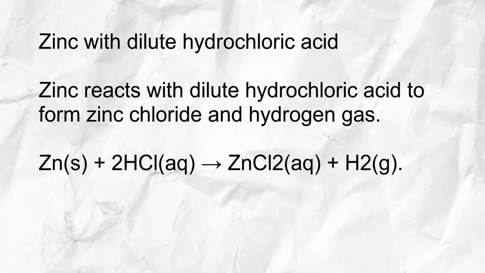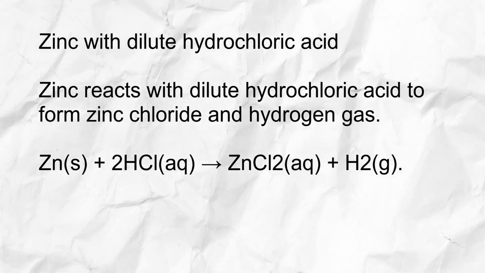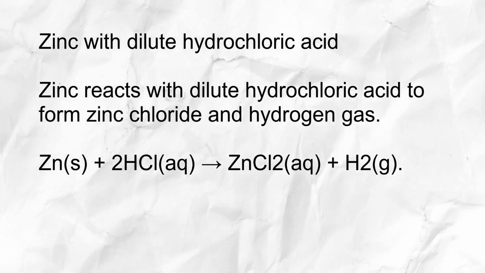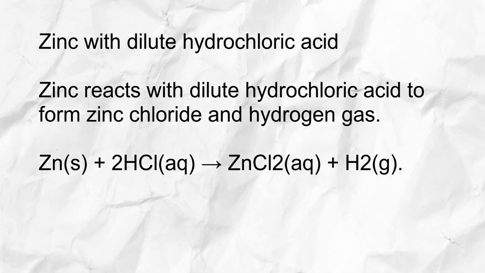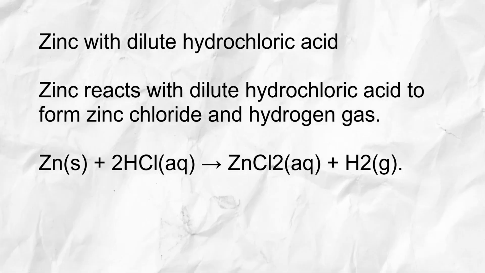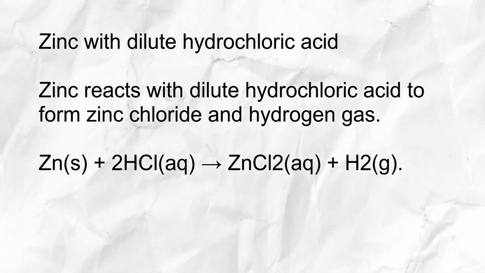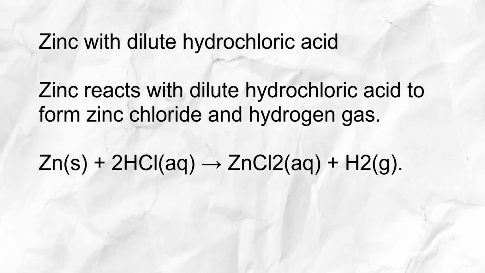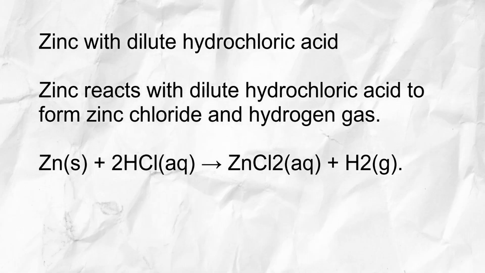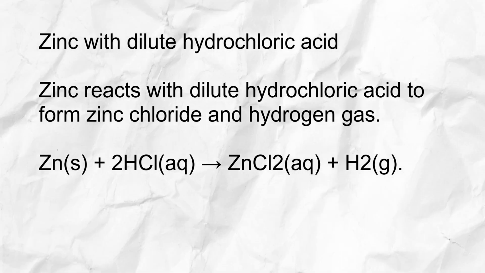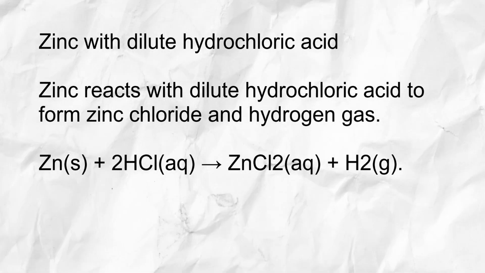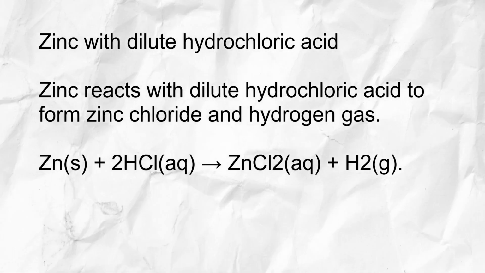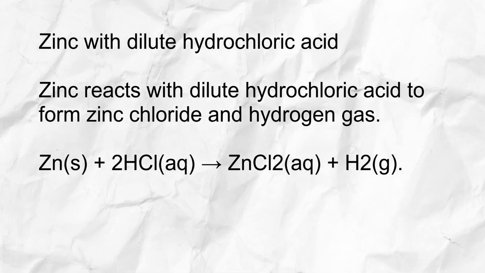When zinc reacts with dilute hydrochloric acid, zinc chloride salt is formed and hydrogen gas is liberated. The hydrogen gas is produced as bubbles. The reaction is a simple displacement reaction. Zinc reacts with dilute hydrochloric acid to form zinc chloride and hydrogen gas. Zn, solid, plus 2HCl, aqueous, gives ZnCl2, aqueous, plus H2, gas.